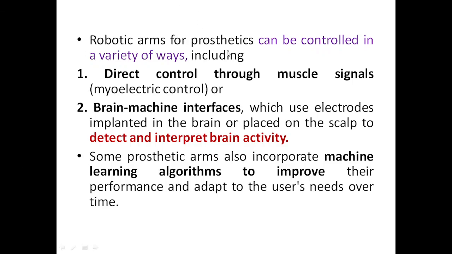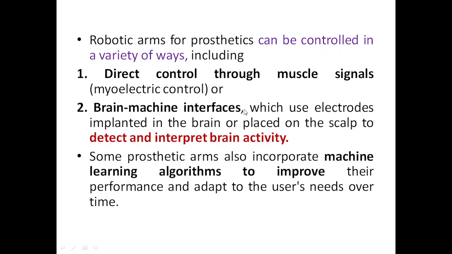Next, robotic arms for prosthetics can be controlled in a variety of ways. So how can they be controlled? Majorly I am going to explain two ways here. One is direct control through muscle signals, which you can call myoelectric control, where we directly control the prosthetic using muscle signals. Since muscle is involved, it is called myoelectric control.